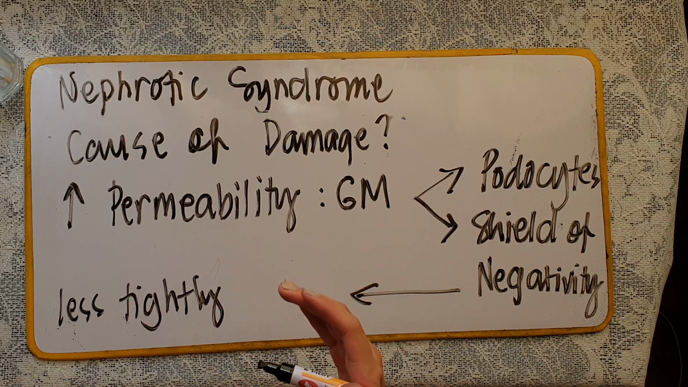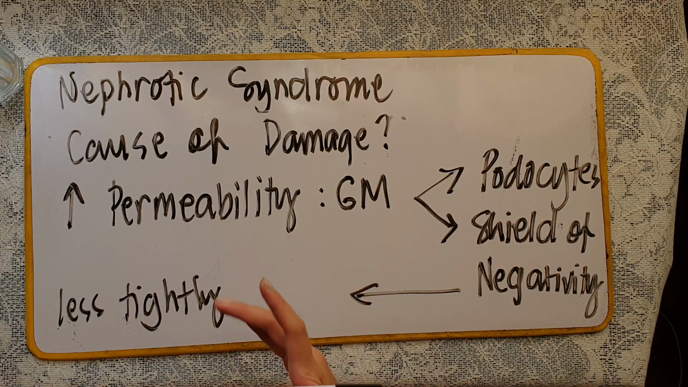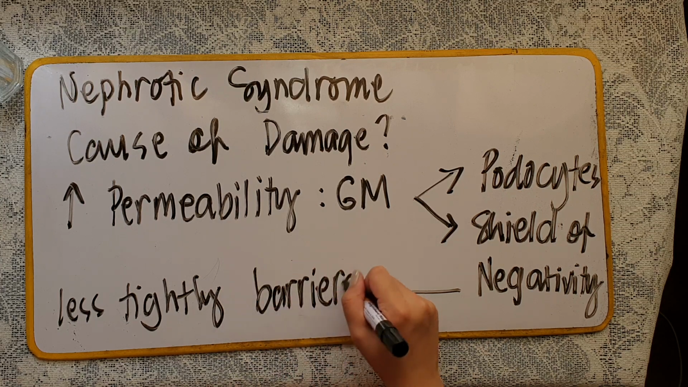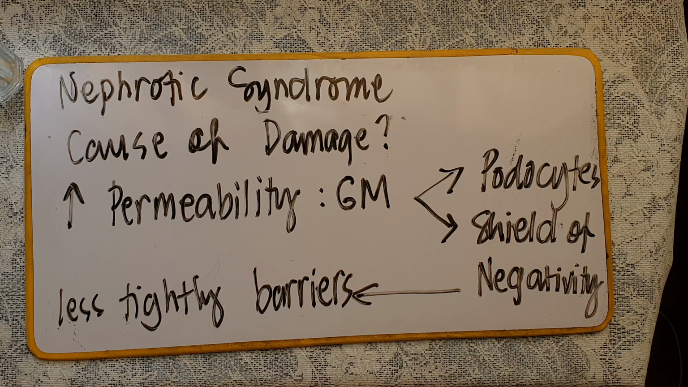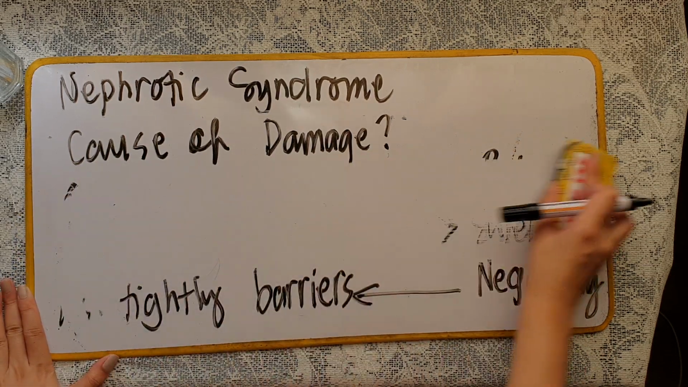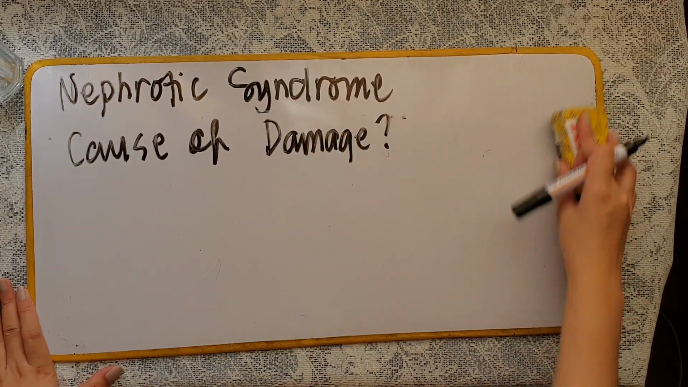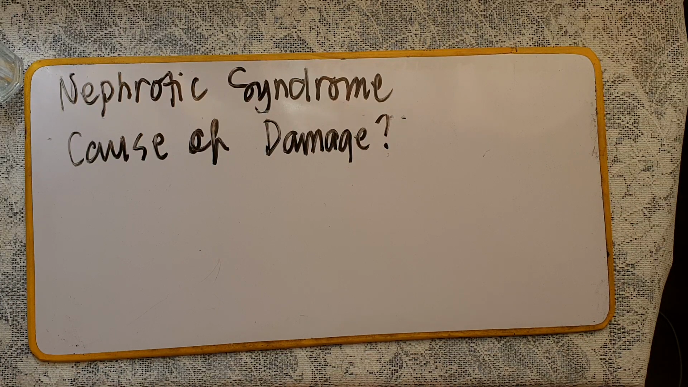Kumbaga, there would be a loss of integrity of these membrane barriers. Okay. Now, kapag nagkaroon na ng damage sa mga yan, the overall damage will now facilitate the passage of different molecular substances. Okay? Such damage will now facilitate the passage of different molecular substances.